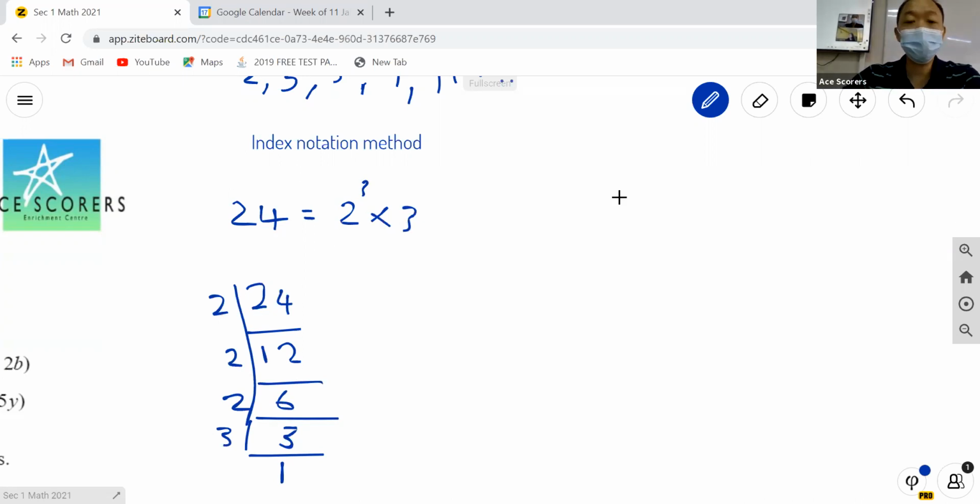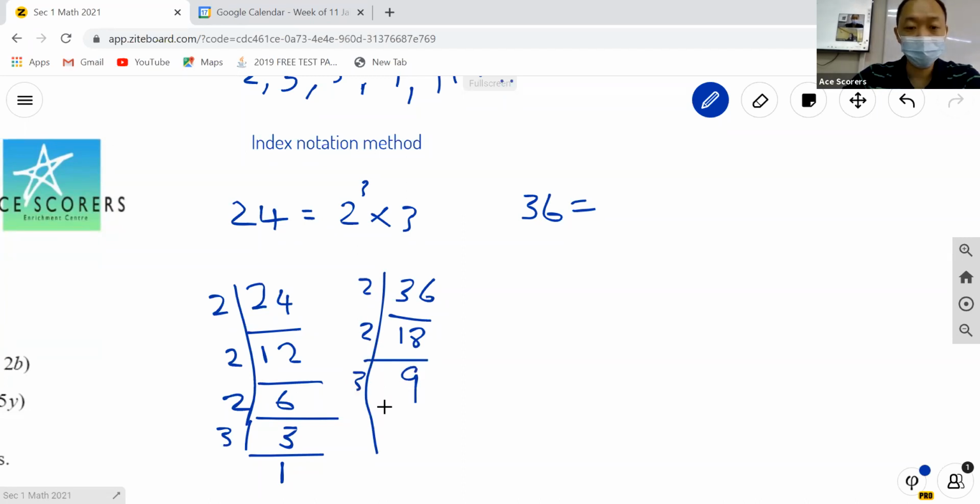So let's say I have another number, let's use 36. I use this method again. Divide by 2, 18, 9, 3, 3. So it's 2 squared times 3 squared.